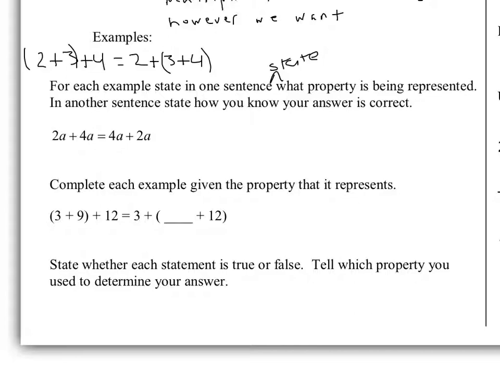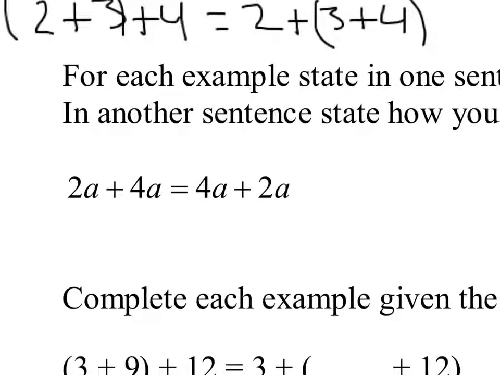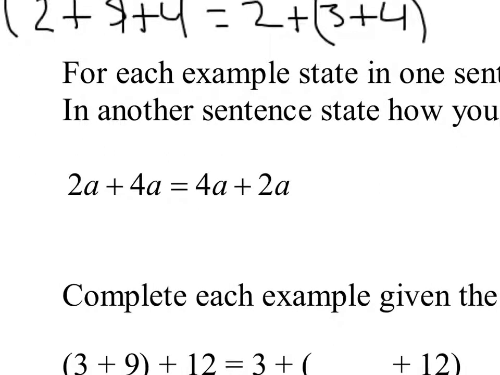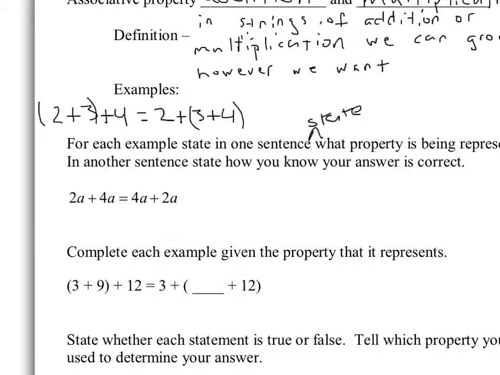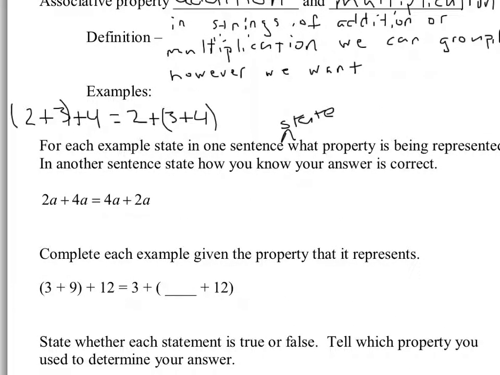So, looking at this first one, what property is being represented here? How do you know? Because it's the same thing, so they just switched where they were. Perfect. This is commutative property, and when you say same thing, what you mean to say is they are the same terms.